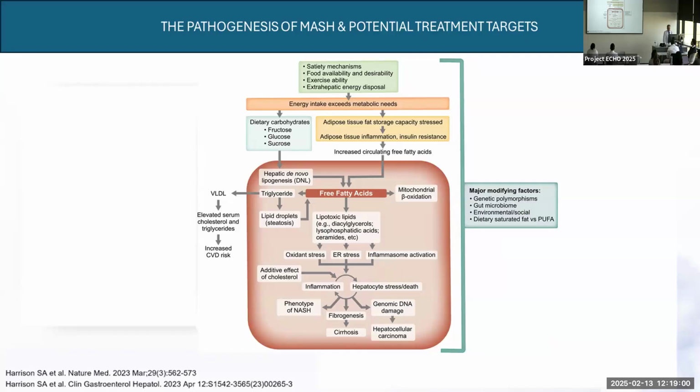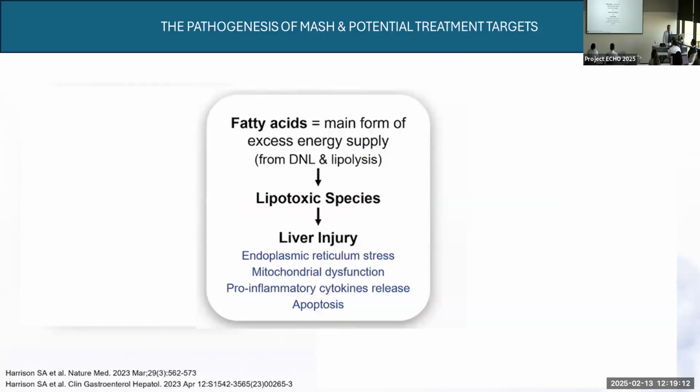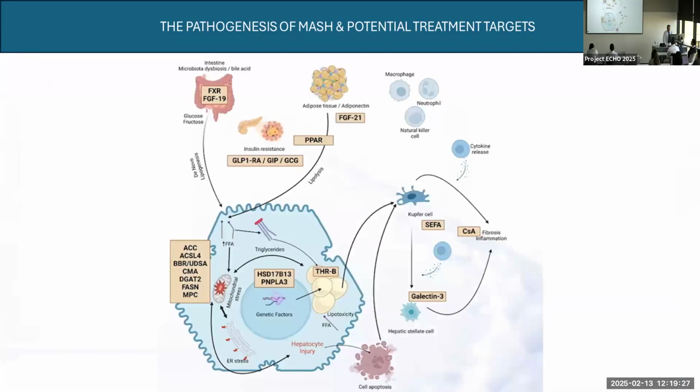Very shortly about the pathogenesis, you see lots of arrows here, but in the very middle you can see free fatty acids, which are at the center of the MASH pathogenesis. Fatty acids give rise to lipotoxic species and cause liver injury through the endoplasmic reticulum, mitochondria, cytokines, and lastly apoptosis. Here, this shows where the targets for treatment are in this pathogenesis. I plan to show the medications which are targeting these points.